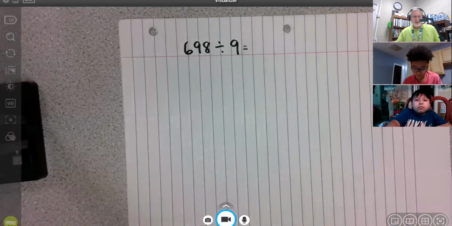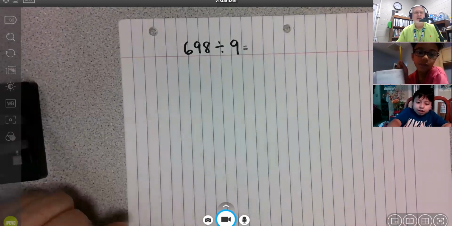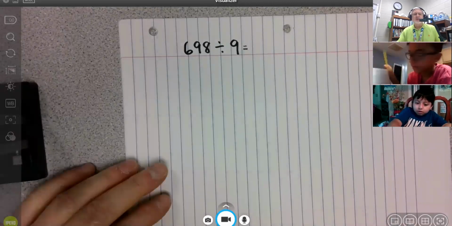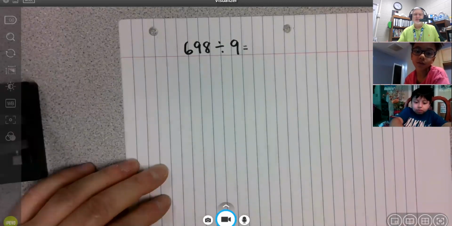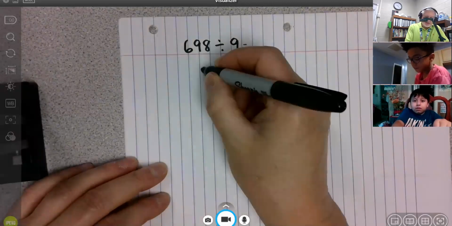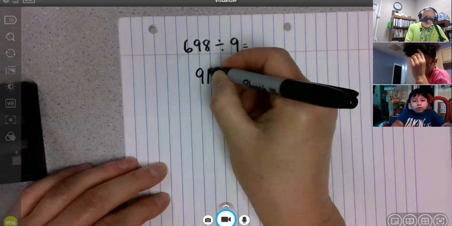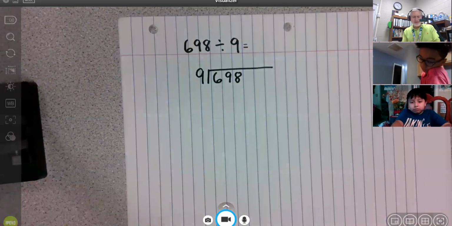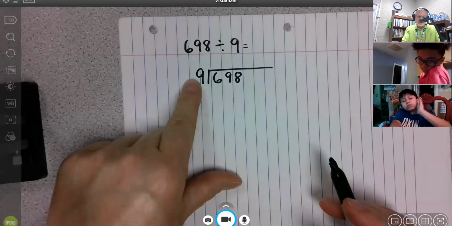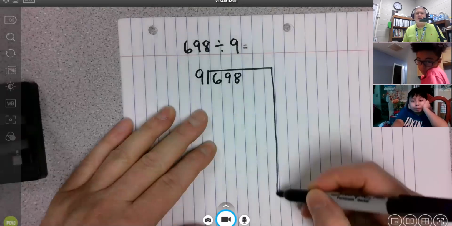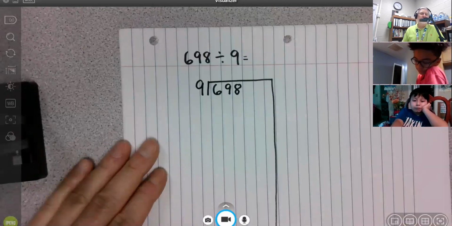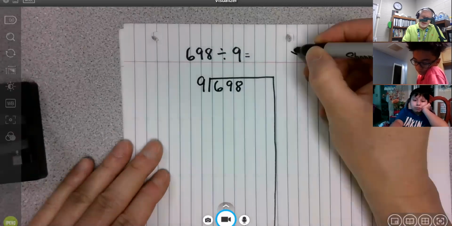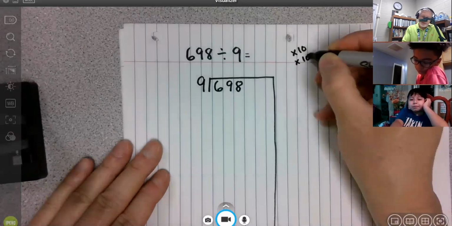Anybody know which number is our dividend? 698. Which number is our divisor? 9. And do we know our quotient? No. Not yet, do we? Okay. All right, so I'm gonna go ahead and make our division symbol. And we're gonna do 698 inside and 9 on the outside. And do my line that goes all the way down. All right. And on top, I'm going to be multiplied by 10, multiplied by 100, multiplied by 1,000.